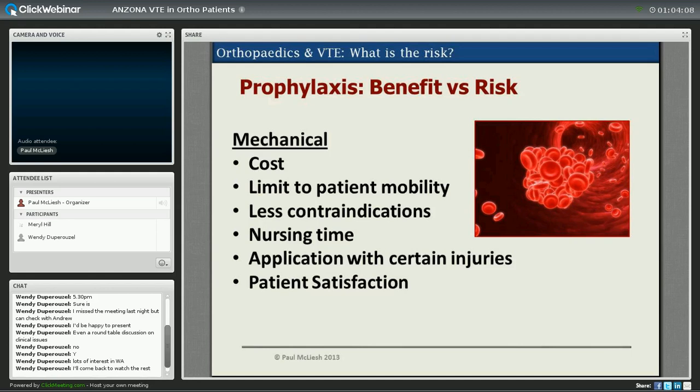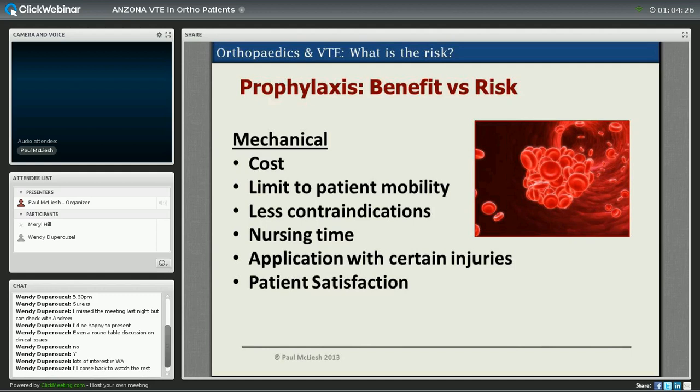I know when we started using the foot compression devices in the Royal Adelaide Hospital, the cost was significant at the start, and there was a lot of pushback from some people in terms of the budget, so that was hard to argue against, I guess.